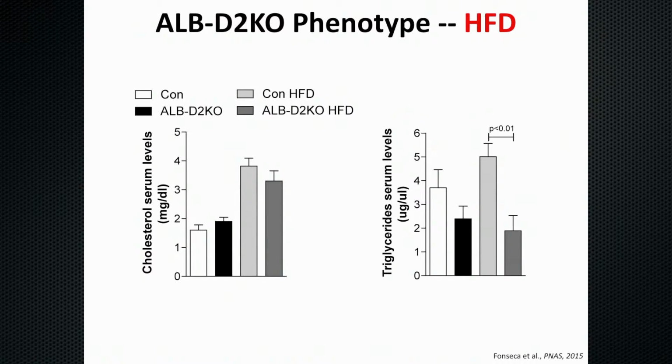If you look at the blood serum cholesterol and lipid levels in these animals, you see that when you place the controls on the high-fat diet, serum cholesterol levels increase, but to a lesser degree in the albumin D2 knockout animals. But triglycerides is quite interesting. Triglycerides go up on the high-fat diet in the control animals, but don't increase at all in the albumin D2 knockout animals. So they also seem to be protected from hypertriglyceridemia.